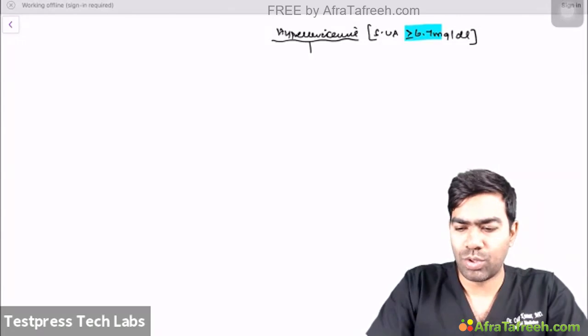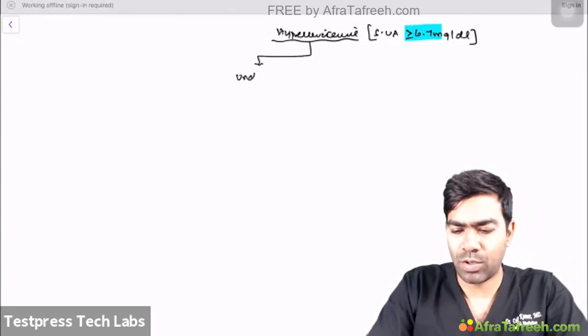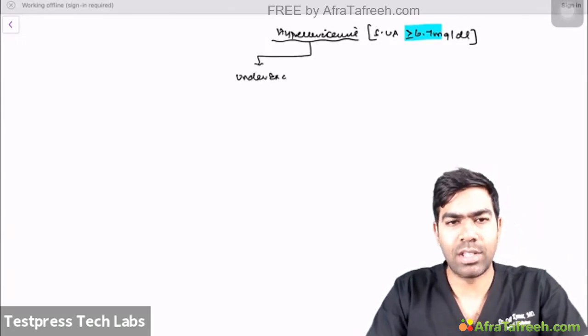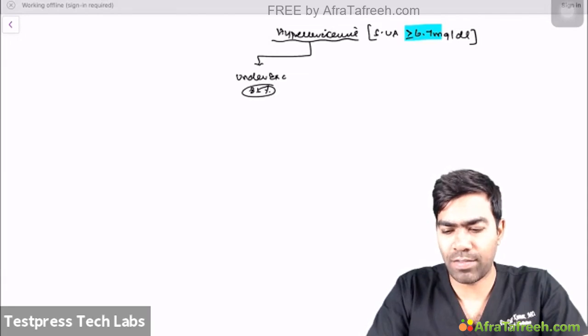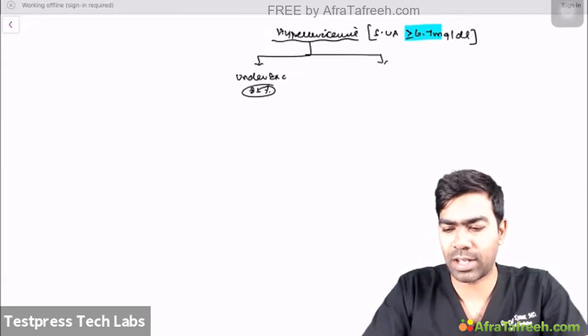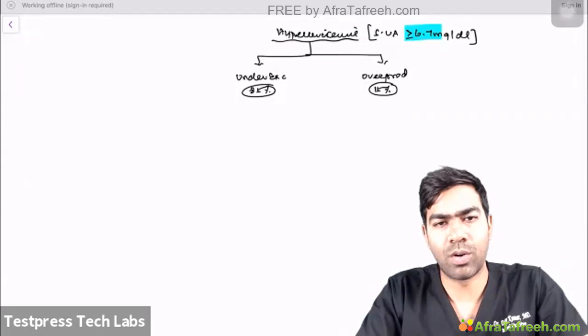Nevertheless, hyperuricemia patients can be divided into two. It can be due to two forms. Either it could be underexcretion, which is actually the most common form. 85% of them will be underexcretors only. And the second form, we call them overproducers. And 15% of the hyperuricemia patients will be basically overproducers.